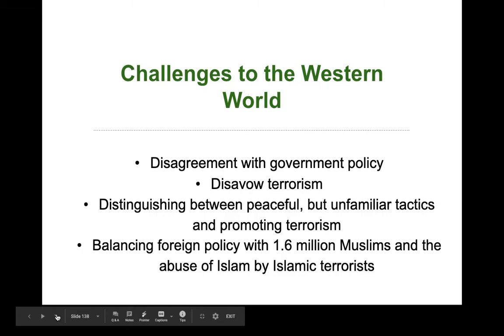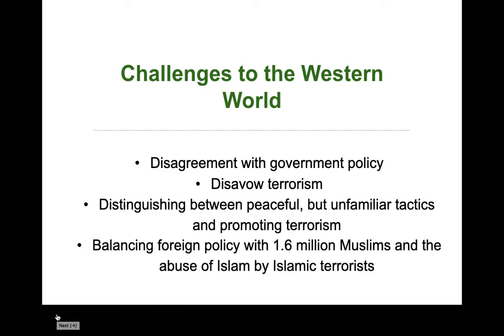All right, so we have a changing world. We have a world that has disagreement in government policies, as we saw with types of governments and systems of governments. We have disavowed terrorism. The vast majority of people don't agree with terrorist sponsors or terrorism. Distinguish between peaceful and unfamiliar tactics in promoting terrorism. Balancing the policies of a growing 1.9 million Muslims and the abuse of Islam by Islamic terrorists.